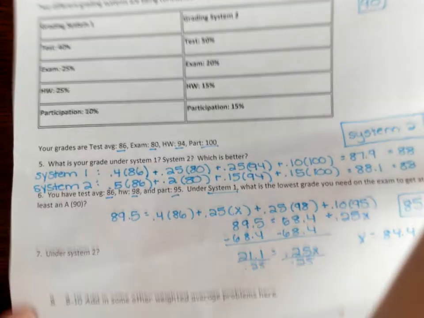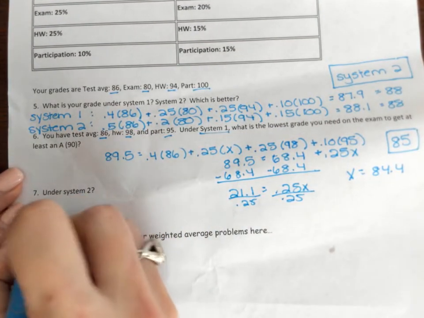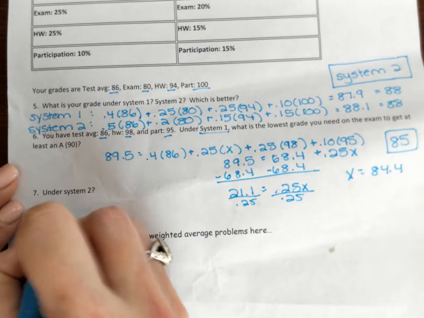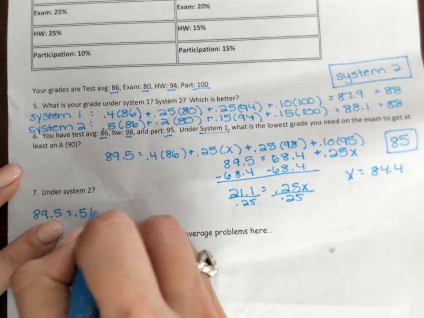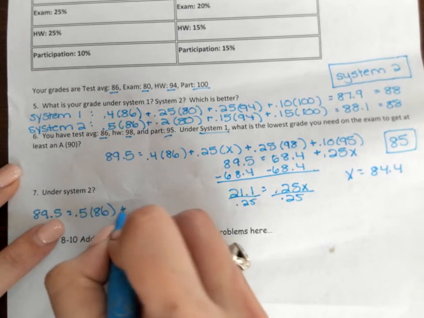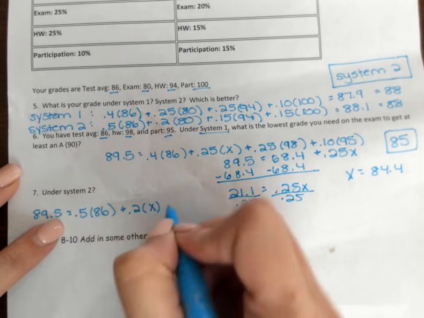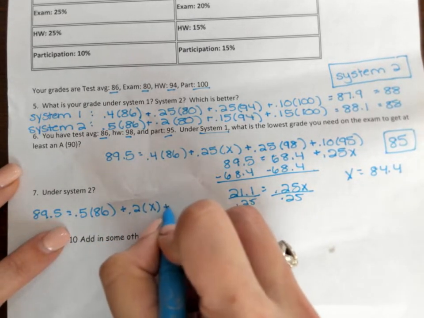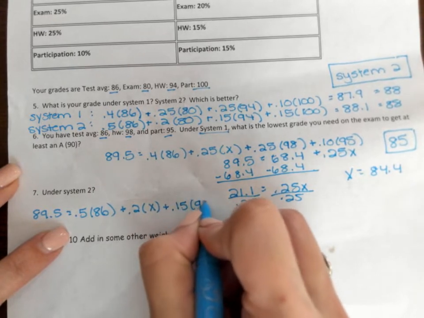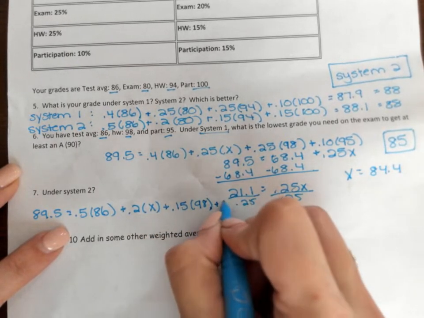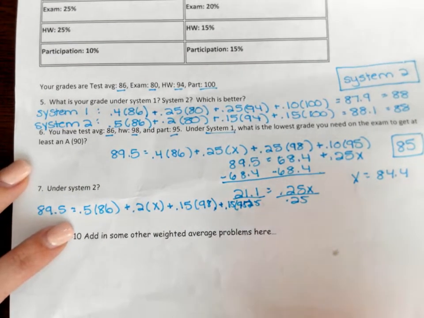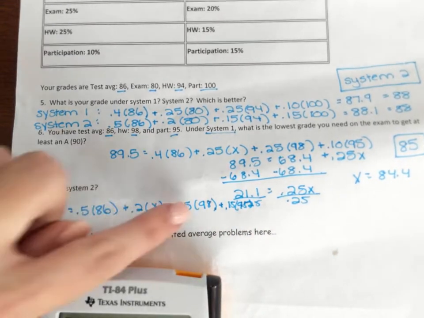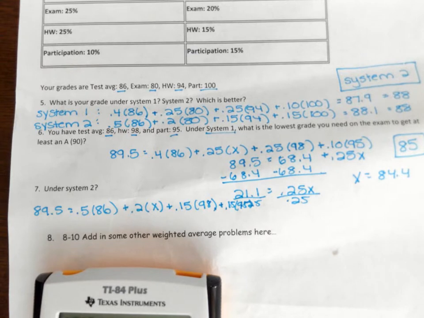Okay, using system 2, now we're using the other percentages. So to get this 89.5, I need 0.5 times this 86 plus 0.2 times some unknown x plus 0.15 times 98 plus 0.15 times 95. Sorry, that went over a little bit. So I'm going to add all of my regular numbers, all my like terms.